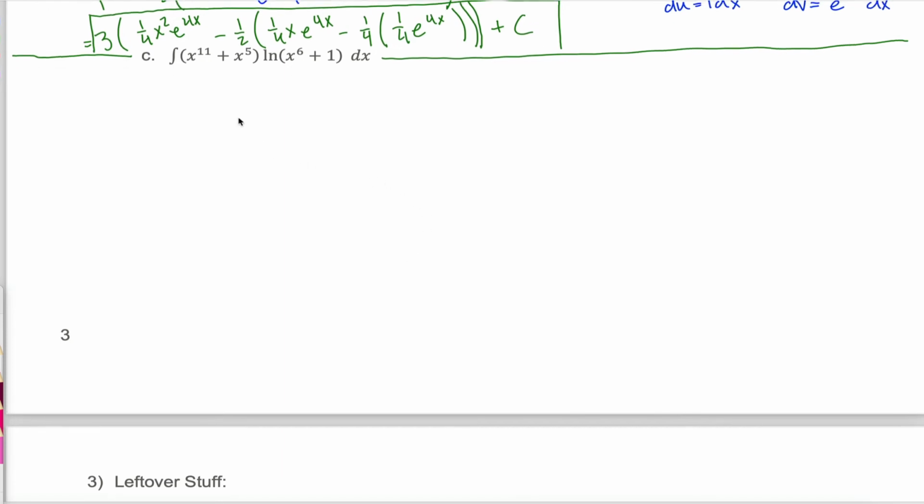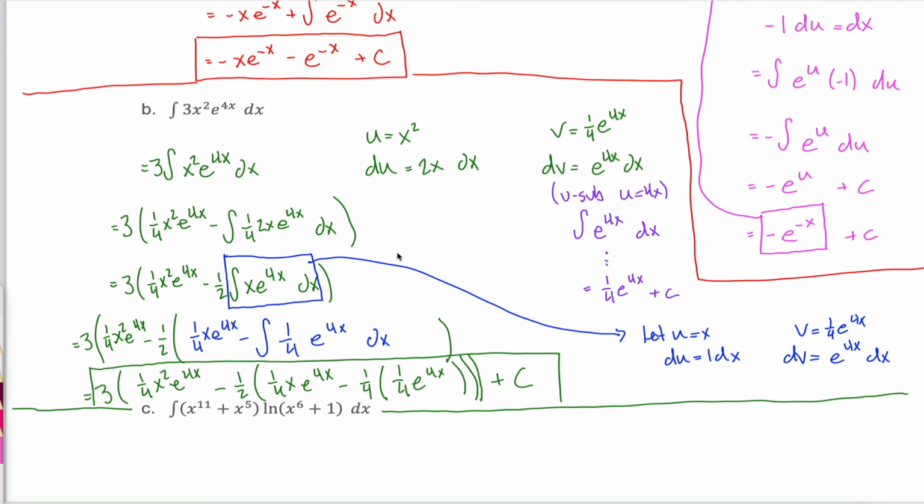The problem with this problem is, yeah, it's something times something, x to the 11th plus x to the 5th times the natural log of x to the 6th plus 1. But each of those things are so ugly that if we tried to use the integration by parts formula, no matter which one we called u, it would get pretty ugly figuring out the different parts.